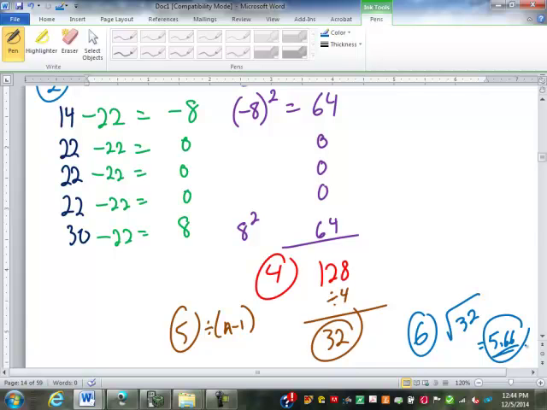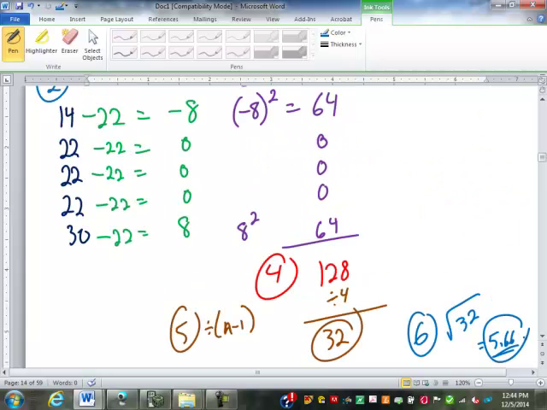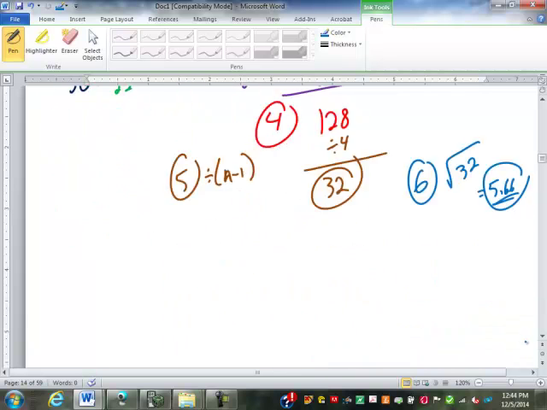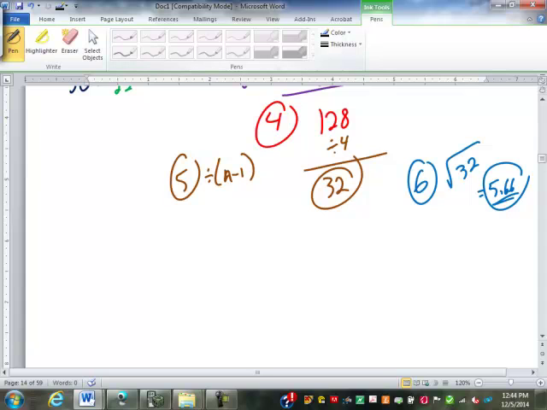So what is all this good for? Why do we care? Well, on step 5 where you have 5 divide, is that n minus 1? That's n minus 1, yeah. Thank you. So what is this information useful for?